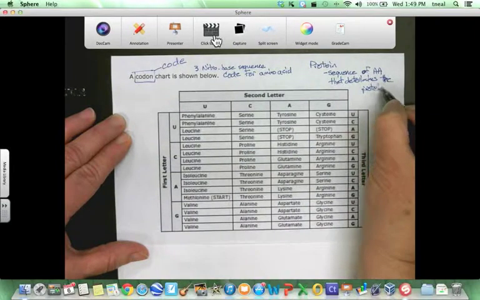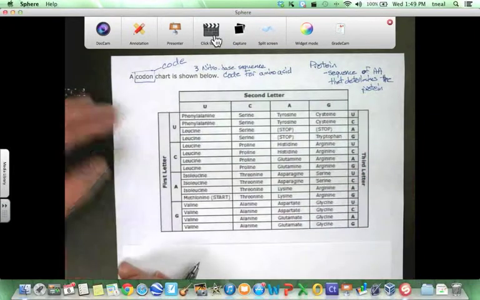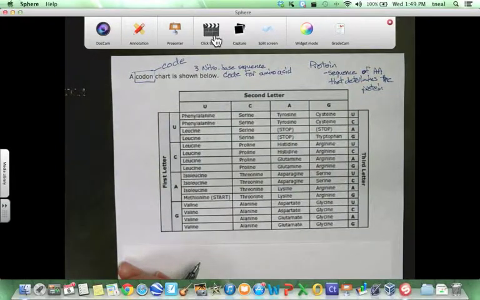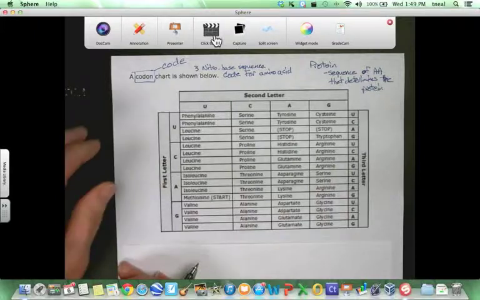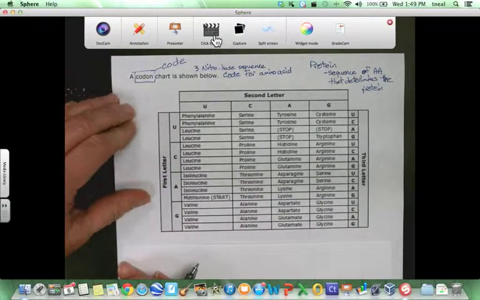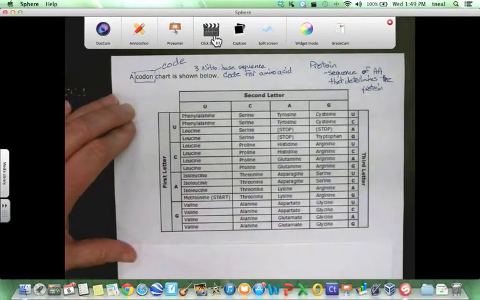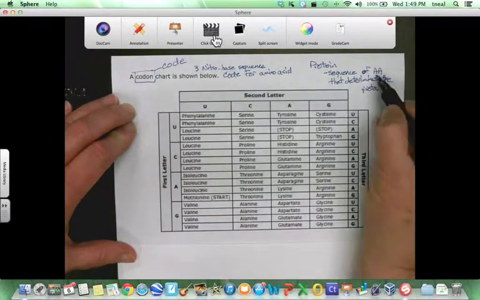All right, and proteins, you may recall, proteins are found in the cell membrane. Proteins are found in your hair, your nails, muscles, etc. So protein is a very important molecule. It is one of the important organic molecules, but that's another topic. Now, how we make these proteins is that we have a series or a sequence of amino acids.